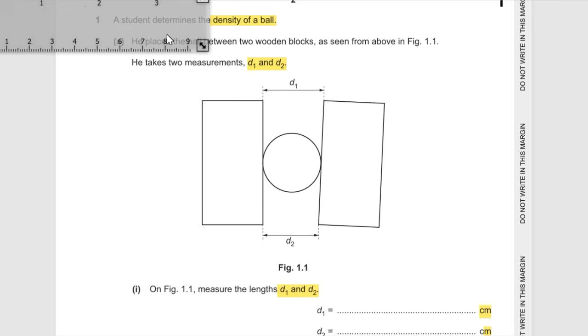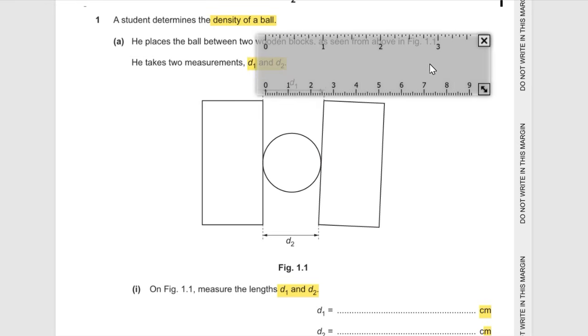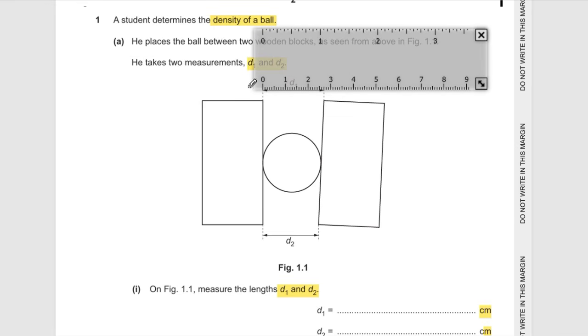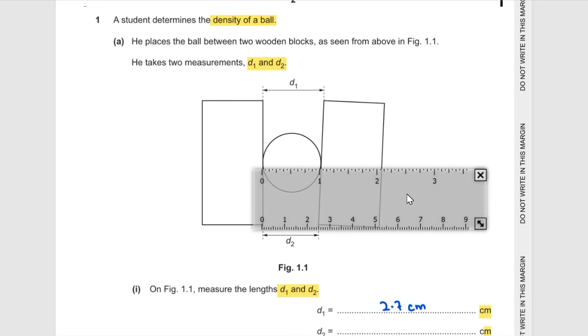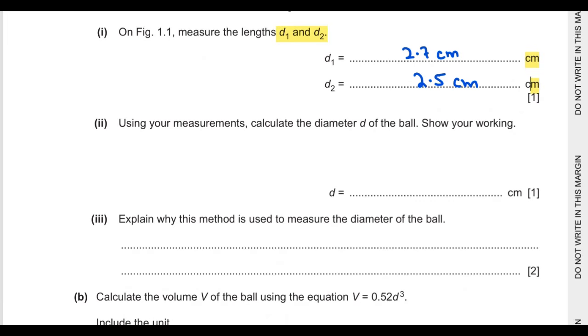So I'll place the scale over D1 first and align it with the dotted lines perfectly. So this length is roughly 2.7 centimeters. So I'll write it over here. And for the D2 length, I'll again align my scale with the dotted lines, and this length is nearly 2.5 centimeters.